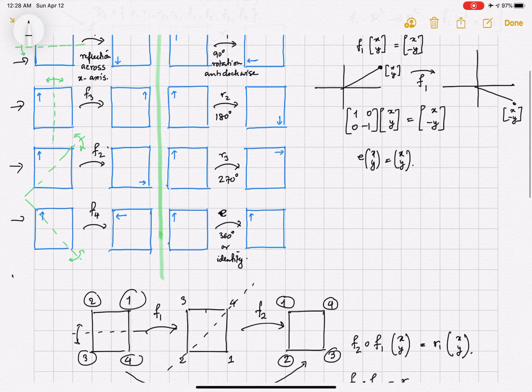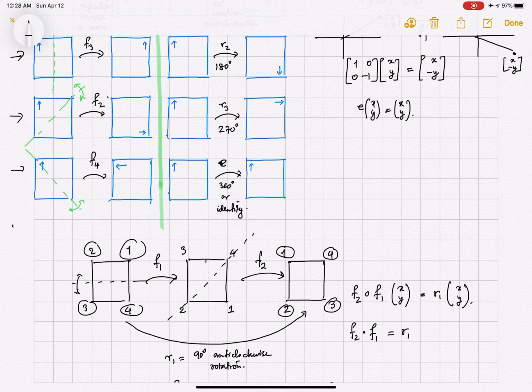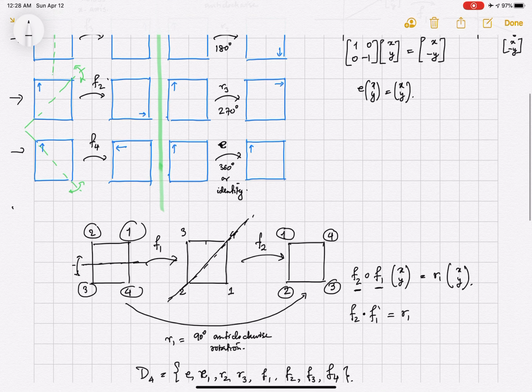We checked that for one example: applying F1 and then applying F2, applying the flip across the x-axis and then the flip across this diagonal, amounts to a 90 degree anti-clockwise rotation. So we say, by writing, that applying F1 then applying F2 is R1. So F2 times F1 is R1. And you think of this composition as a sort of multiplication on this set, D4. So if you give me 2 of these 8 things, I can multiply them and again get one of these. Multiplying here means applying them back to back.